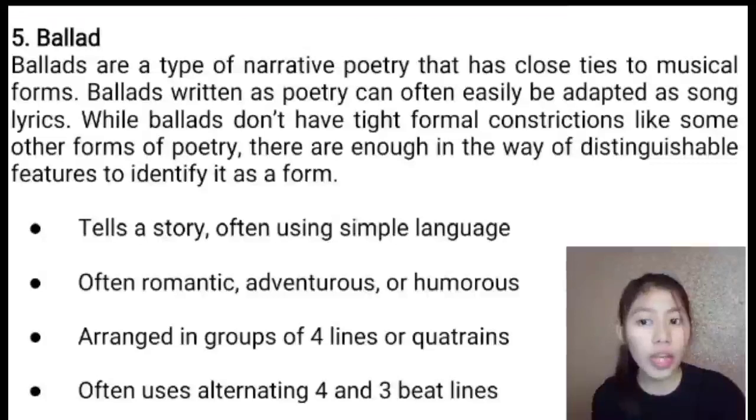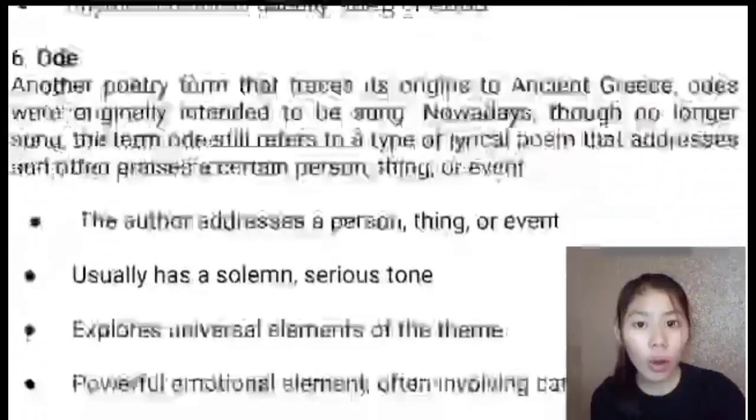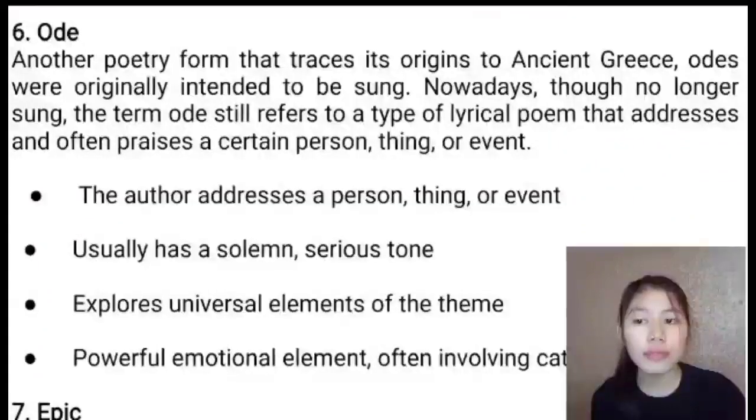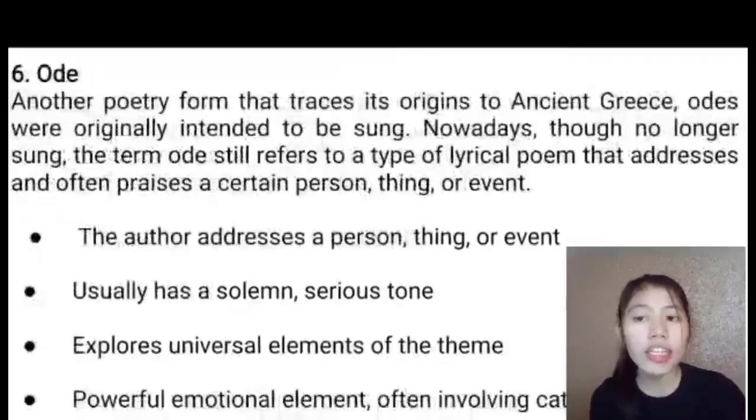It is also arranged in groups of 4 lines and also uses alternating 4 and 3 beat lines. So the rhyme scheme is usually AB, AB, or ABCB. The next one is the ode. So this is another poetry form that traces its origin to ancient Greece.